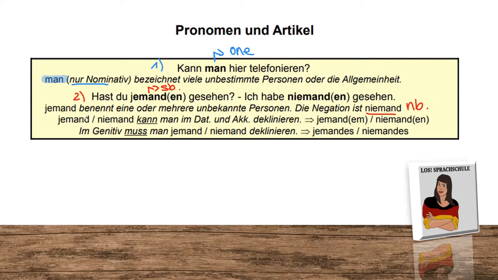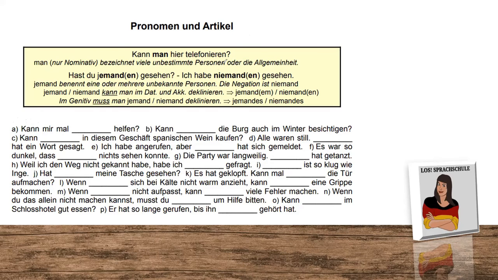Jemand or niemand can be declined in dative and accusative. To be honest, I would decline it always. If there's an option to decline it, I would do it. But this is just me. In genitive, which we just learned, we have to decline it definitely. It becomes jemandes, niemandes. This is it actually. It looks easy. It can be easy, but it depends how often you practice. And we will do just that.